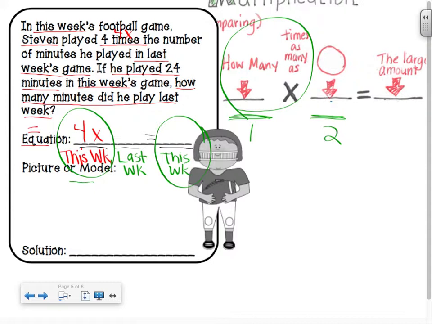Well, both of these don't have a 4. So which spot does it go in? Last week or this week? Yeah, it goes in the this week spot. He played 24 minutes this week. That means we have to put it right here.